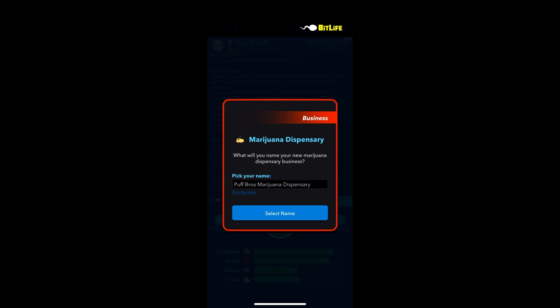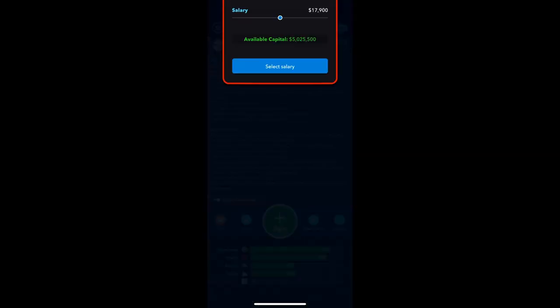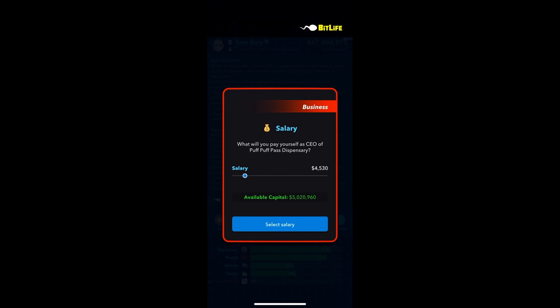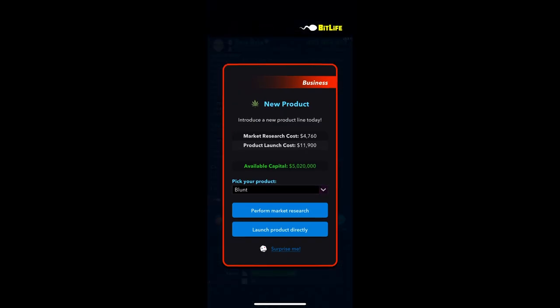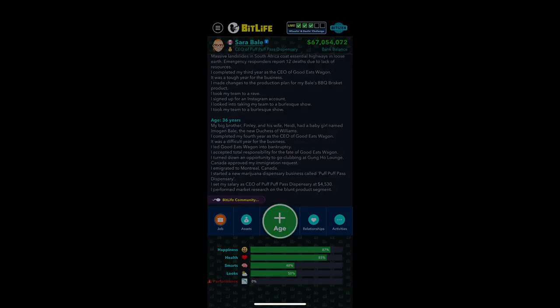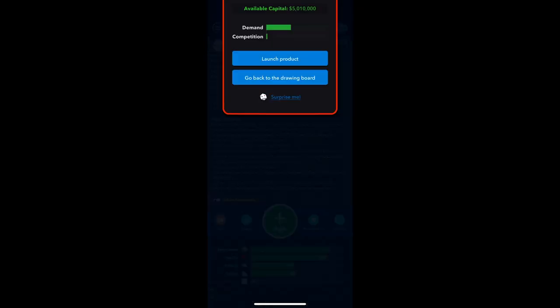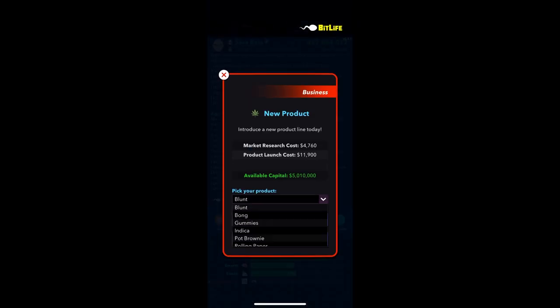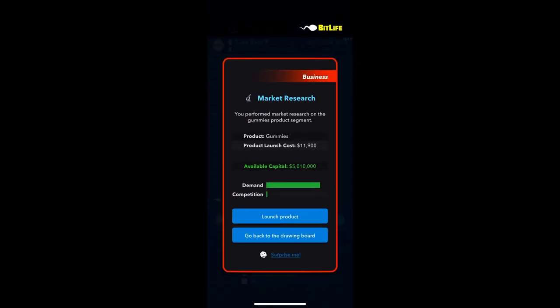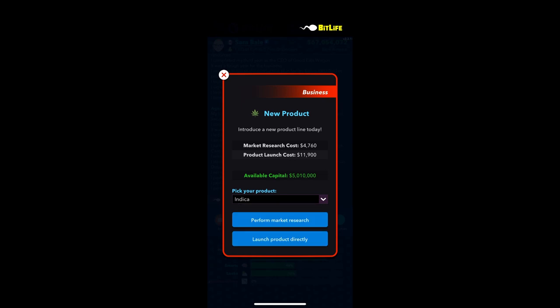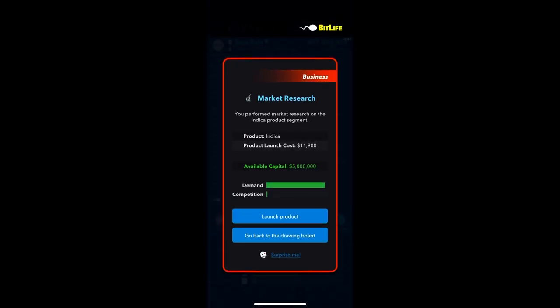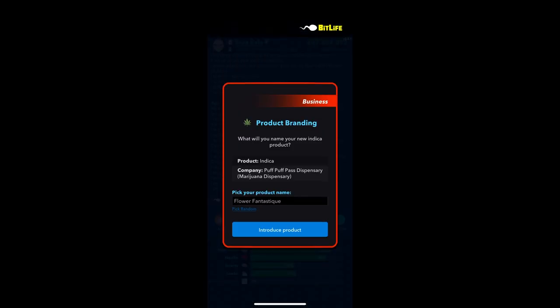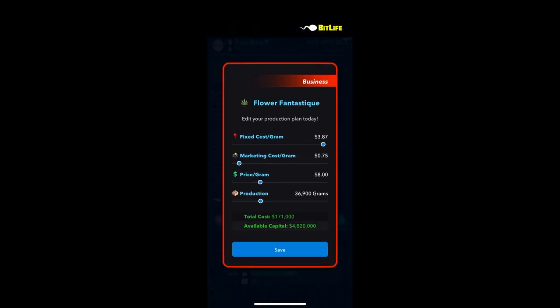We emigrated to Canada, and then we bought a marijuana dispensary. And I didn't really care about the name. I was being a little bit picky on it, but I gave myself a very small salary. And then we went in and we did this again with performing market research. So that was kind of where I was at with that. I believe I ended up going with the gummies because they had a very low competition and a very high rate. Also found that with indica, I think is how it's pronounced. So I ended up doing both of those, I think.